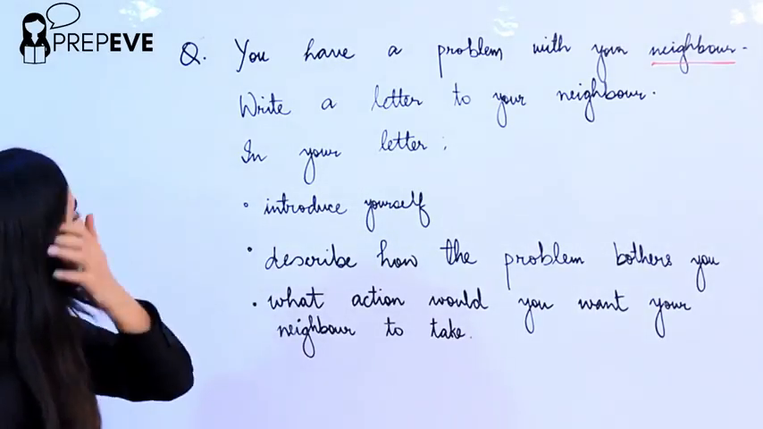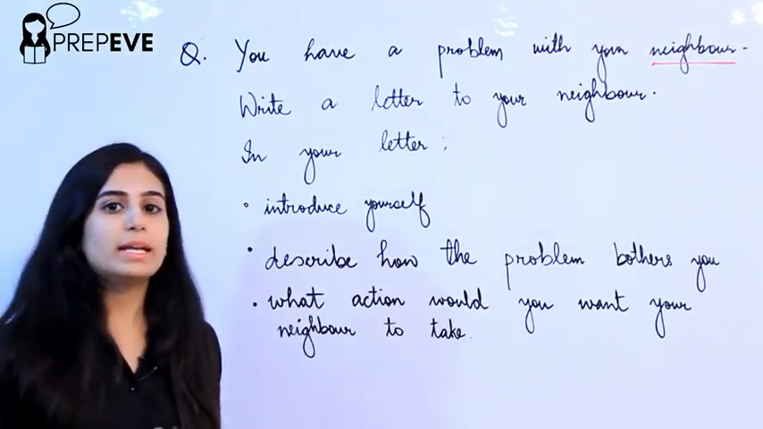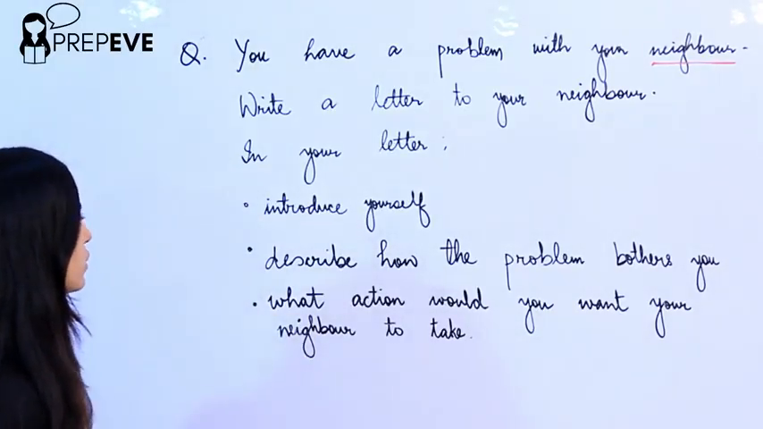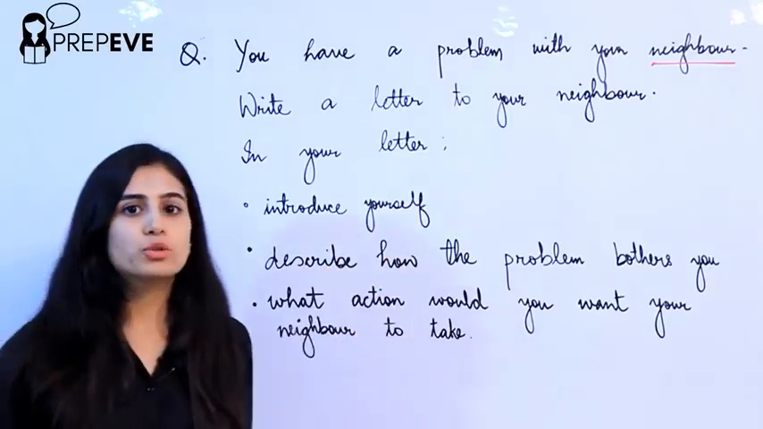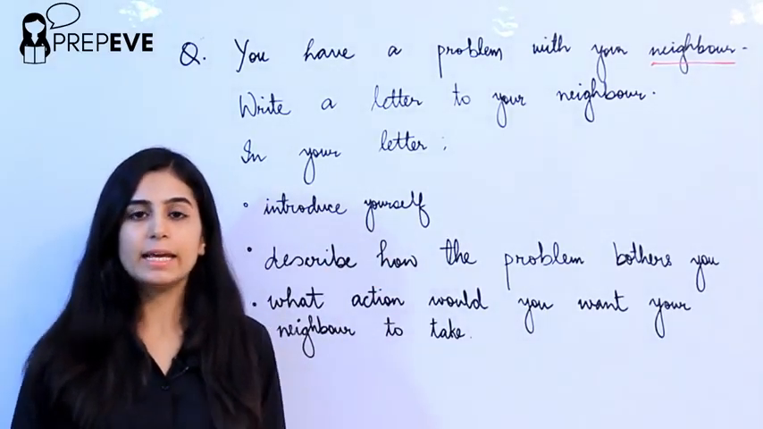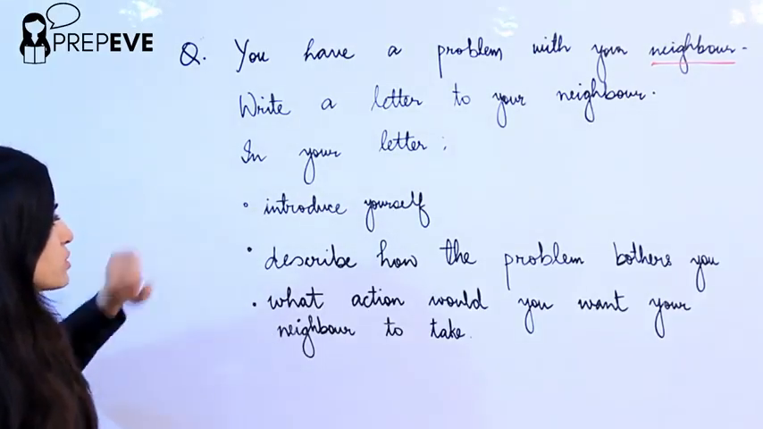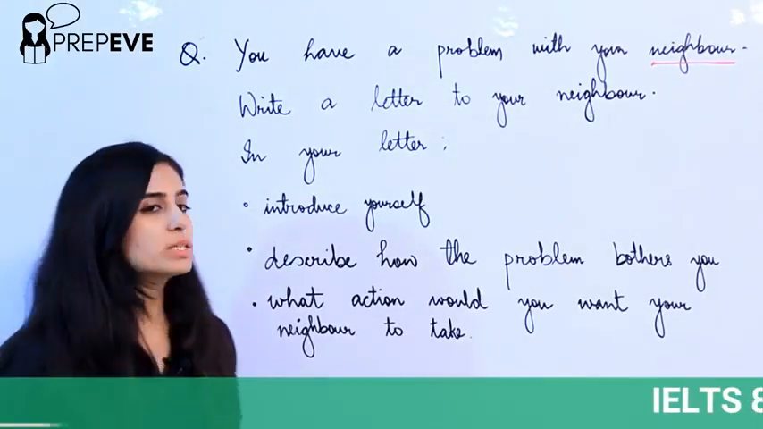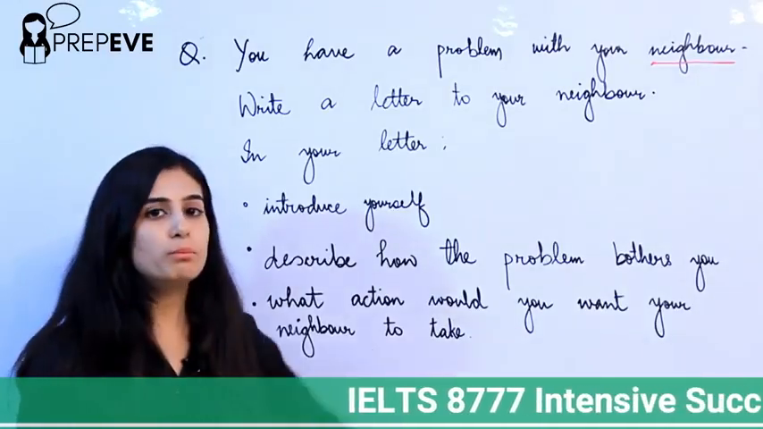So, let's look at what we have to do in the letter. What do we have to write in the letter? Number 1, you have to introduce yourself to the neighbor. You have to tell who you are, where you stay exactly, and introduce yourself. Number 2, you have to describe how the problem bothers you.